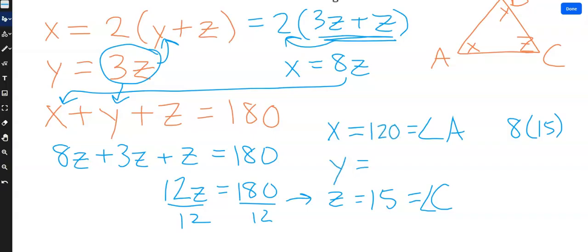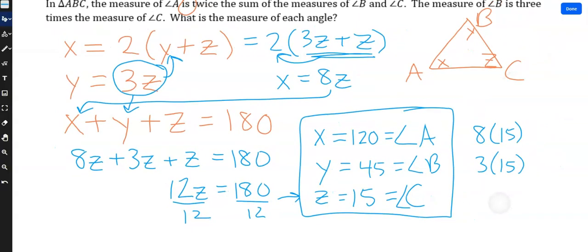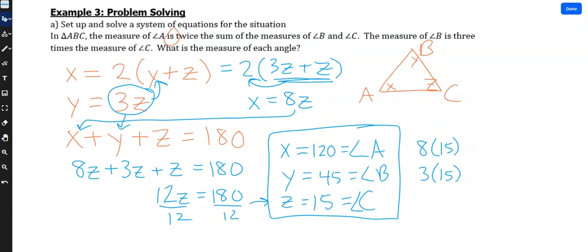And then y, that's my angle B. Well, that's 3 times 15, which is easy. That's 45. So those are my angles. Interesting question. I like that one. That's pretty cool. Okay, we'll go to the next slide.